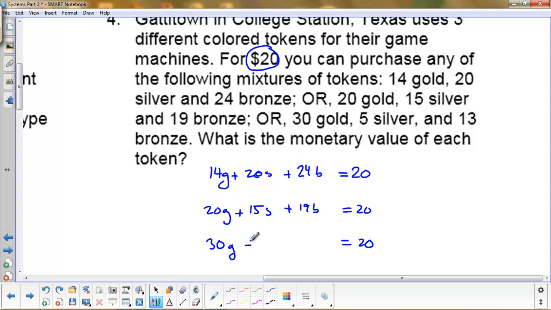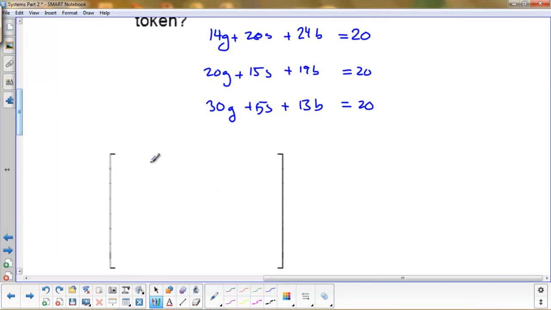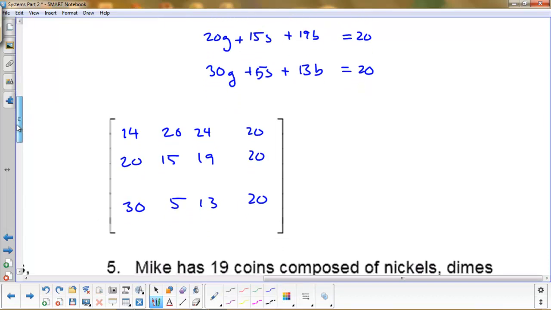30G plus 5S plus 13B. Your augmented matrix is 14, 20, 24, and 20, 15, 19, and 20, 30, 5, 13, and 20. Use reduced row echelon format to determine your number of tokens.